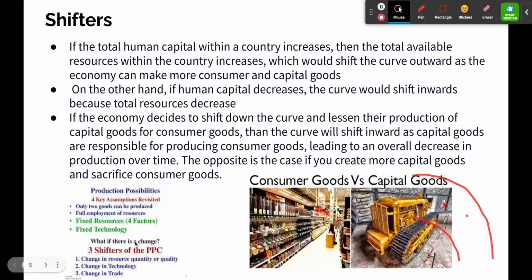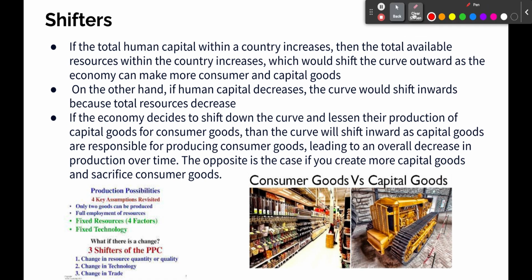And the three specific shifters are change in resources, of the quantity and quality, change in technology, and change in trade. Again, improvements in any of these things will increase the possible production you have, while a decrease in quality of any of these things will again decrease the possible production that you have.